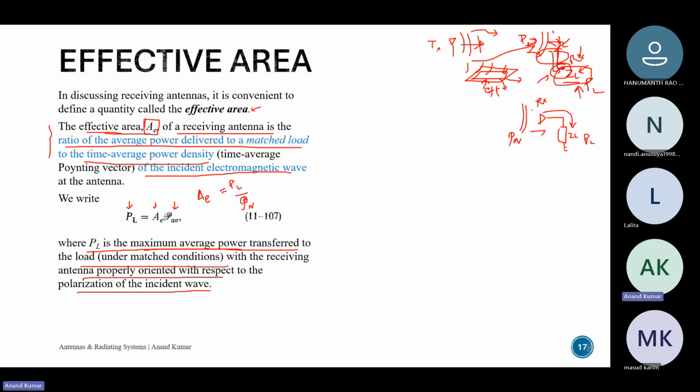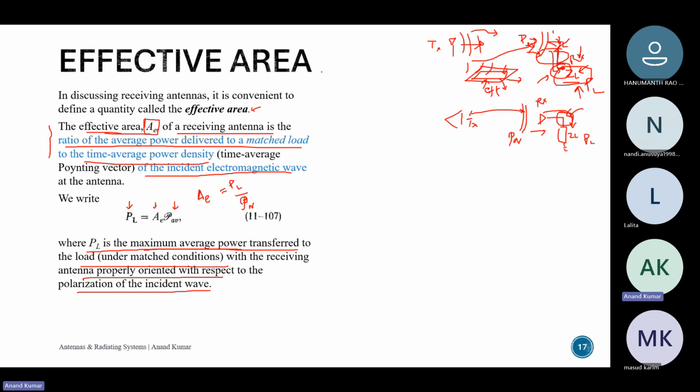And the other thing that we have to consider is, the first thing was there is no mismatch between the antenna and the load, because over here then you will lose some power. And the other thing is, for example, you have your transmitting antenna. So the orientation of the transmit receive system should be such that we do not lose any power due to the polarization mismatch.